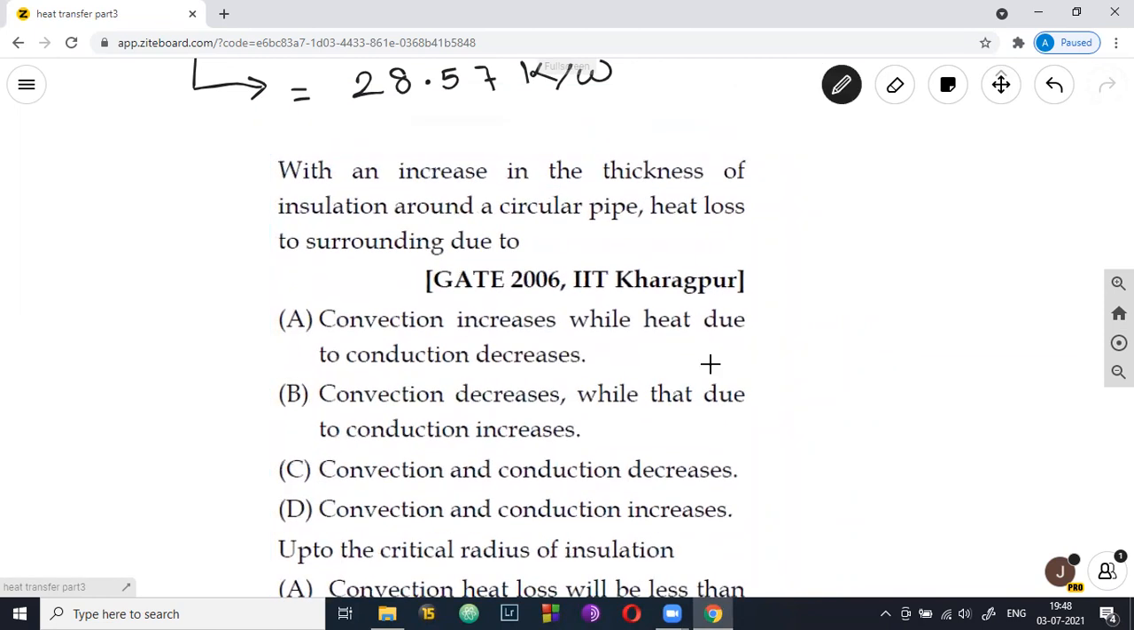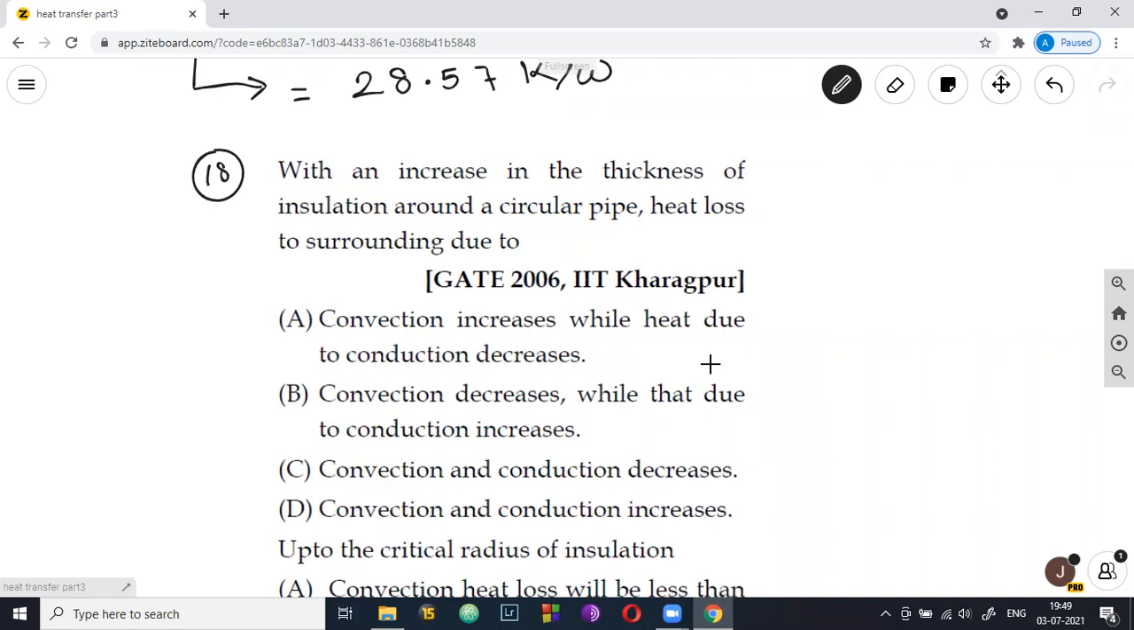Okay, so question number 18. With an increase in thickness of the insulation around a circular pipe, the heat loss to surrounding due to conduction and convection. What happens when you increase the thickness of insulation around a circular pipe? Convection heat transfer always increases. Conduction heat transfer will decrease. Why is conduction heat transfer decreasing? Because you are providing an insulator whose K value, that is thermal conductivity, is low. That's why conduction is decreasing.